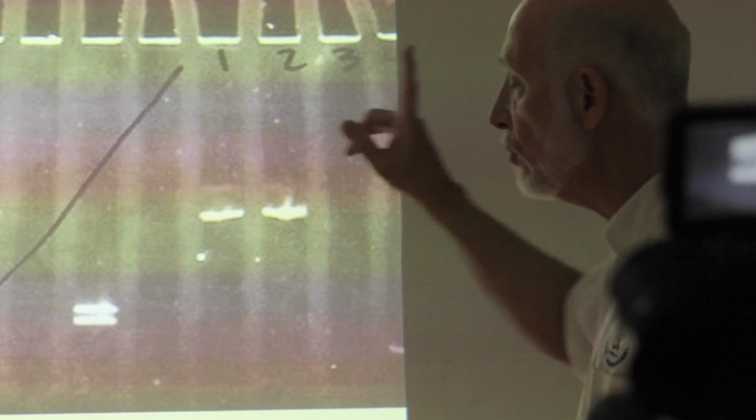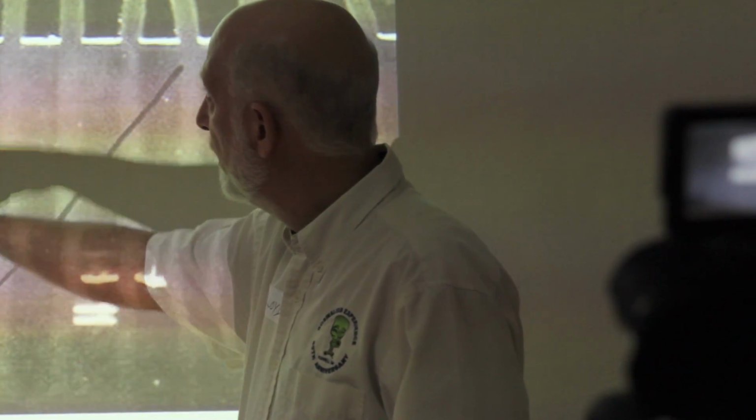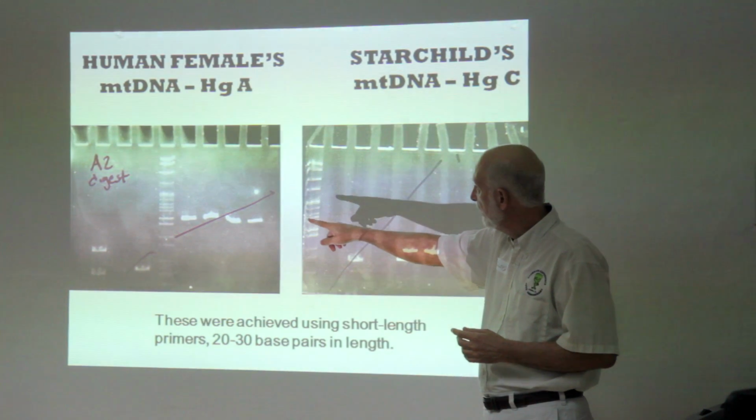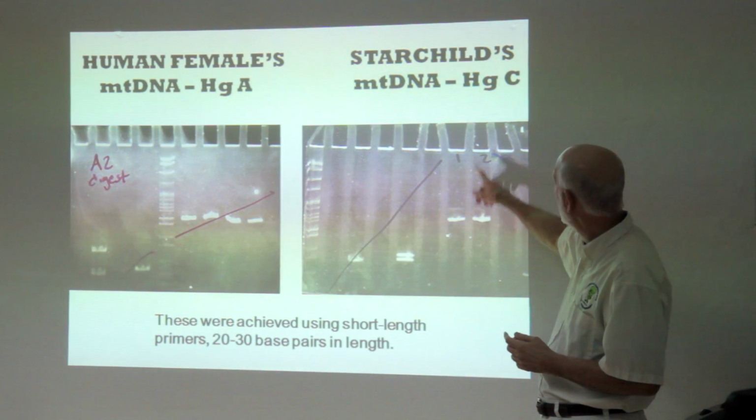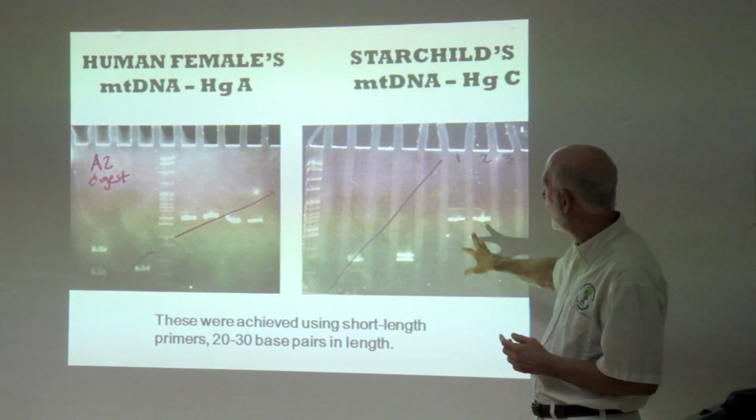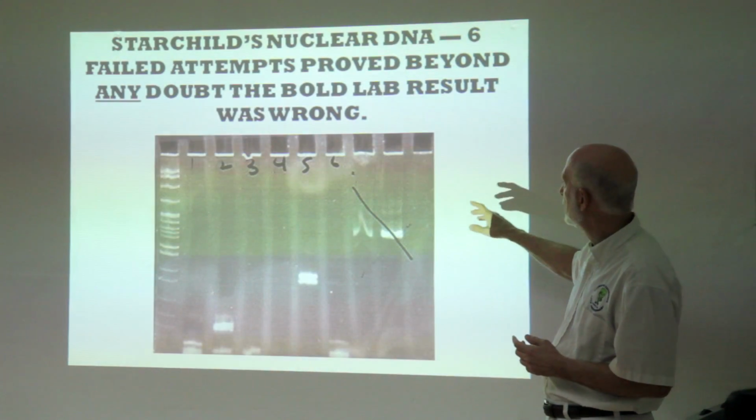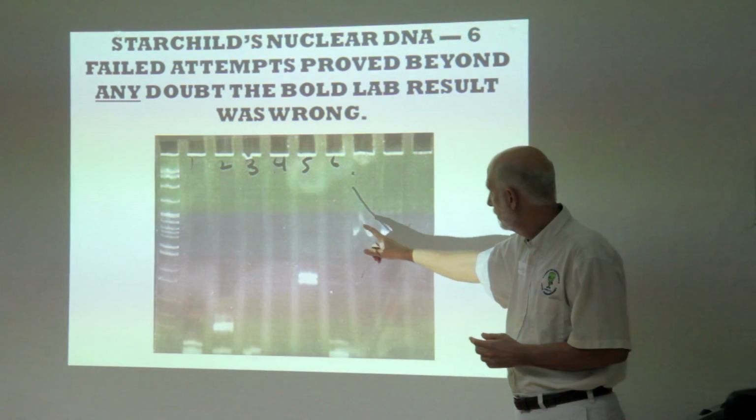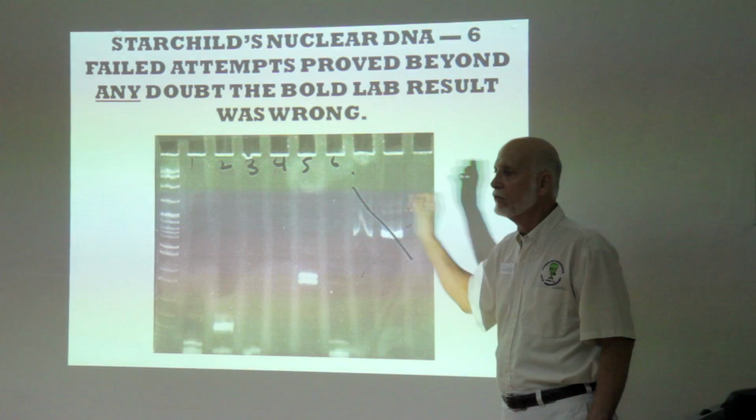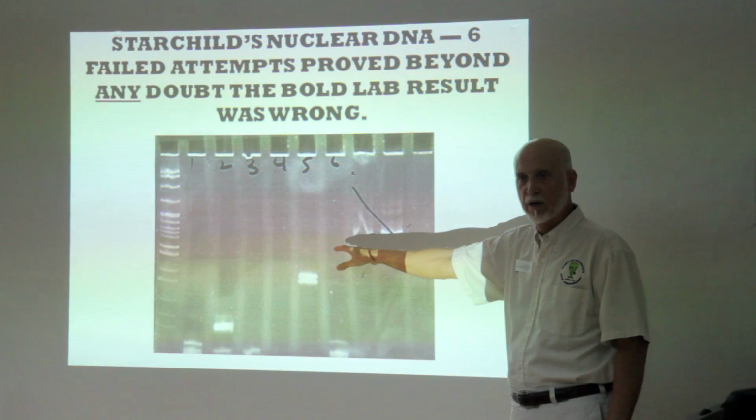Next slide. Using, again, primers. Keep in mind, 20 to 30 base pairs long, short-length base pairs. They recovered the human's mitochondrial DNA, and she was from haplogroup A, and they found mitochondrial DNA for the Starchild from haplogroup C. And that's what that means. They also found, next slide, that in 6 attempts at finding the nuclear DNA, they couldn't do it. They were 10 times, 100 times better than the lab in Canada, and they couldn't do it in 6 attempts. They could not find nuclear DNA.